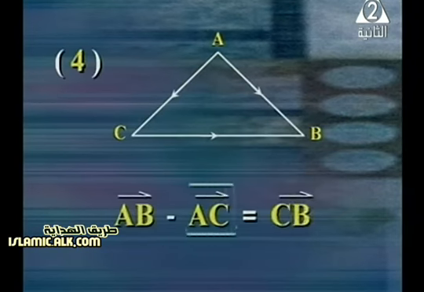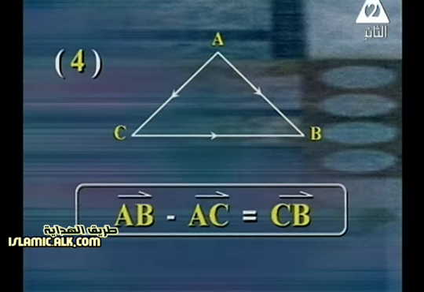Number 4, when we subtract 2 vectors with the same starting point, AB vector minus AC vector equals CB vector. Look again, dear student, subtract AC vector from AB vector. AB vector minus AC vector, 2 vectors with the same starting point and different direction, equals CB vector.